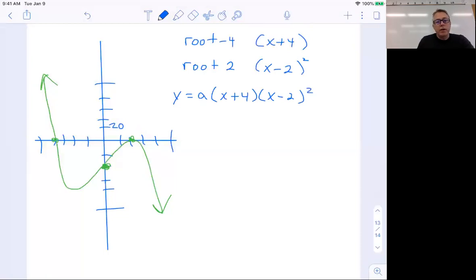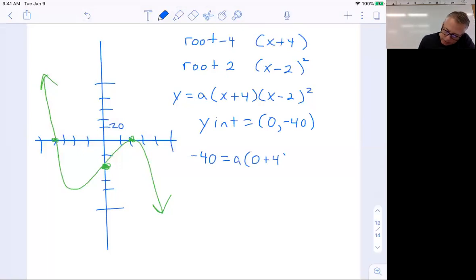And now I need to plug in my y-intercept. My y-intercept, don't forget the scale is 20. So my y-intercept is at 0, -40. So I plug -40 in for y and 0 in for x. So we have -40, and I'm plugging it in here. Sorry, -40 equals a times 0 plus 4 times 0 minus 2 squared.